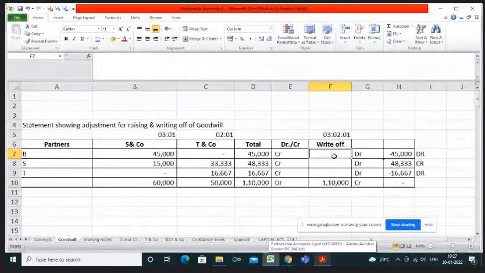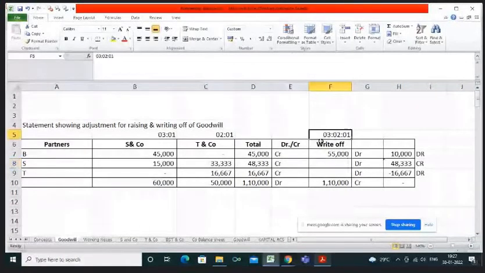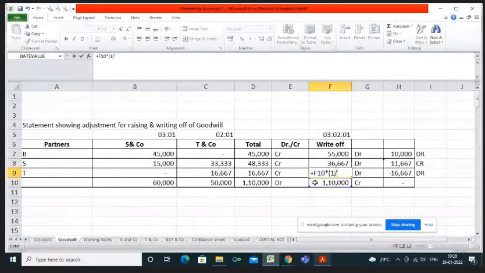So in the case of B, the debit will be 1,10,000 multiplied by 3 divided by 6. Why 3 divided by 6? The new profit sharing ratio is 3:2:1. So the total number of shares is 6. Out of that, B gets 3, so 3/6. In the case of S, it is 1,10,000 into 2 divided by 6. And in the case of T, it is 1,10,000 into 1 divided by 6. So these will be the debits.